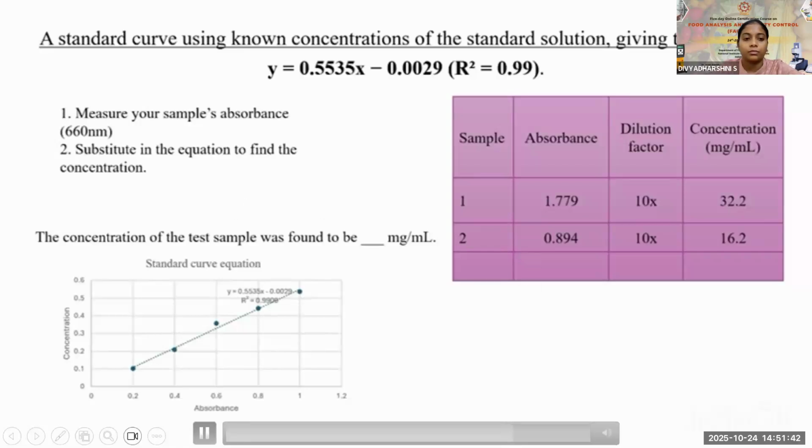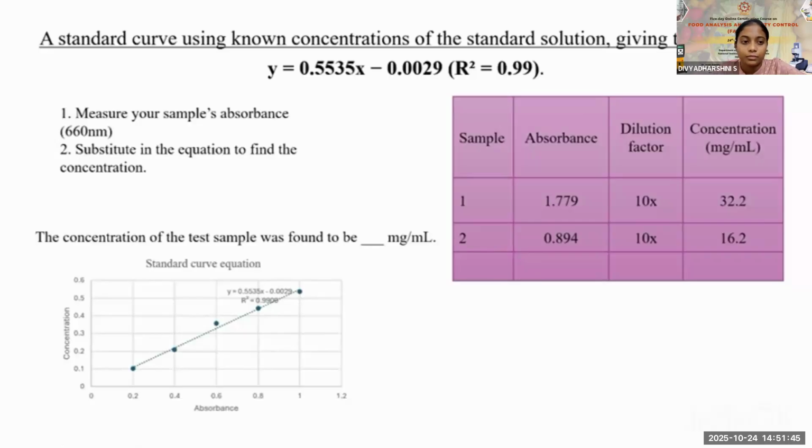The absorbances are 1.779 and 0.894. So I have used a dilution factor. I have used a 10 dilution, so 1:10, and substituted in the equation to find the concentration. So I'm substituting the absorbance value in the y, and we are getting the x. So x is the concentration of the unknown protein percentage available in the test samples. So here is the standard curve equation, and using the equation, we will be substituting.